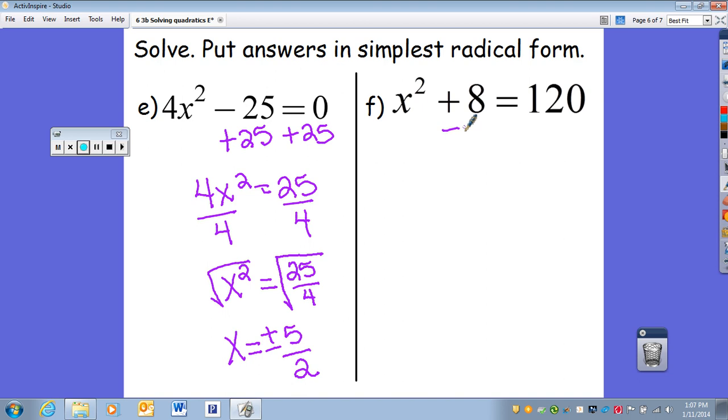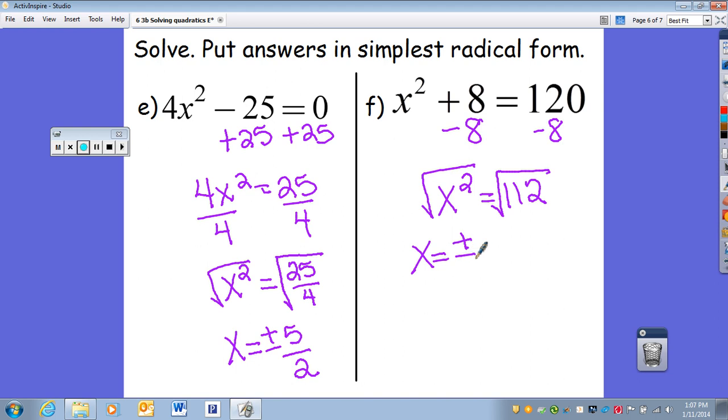In the next example, we'll subtract 8 from both sides. So we have x squared is equal to 112. So now that the x squared is by itself, we want to take the square root of both sides. So we have x is equal to plus or minus. Now, because 112 is not a perfect square, we want to make sure to put our answers in simplest radical form. So we need to make a factor tree.